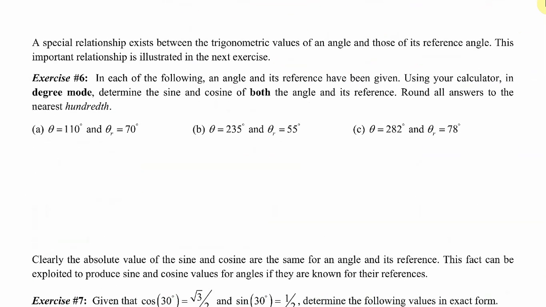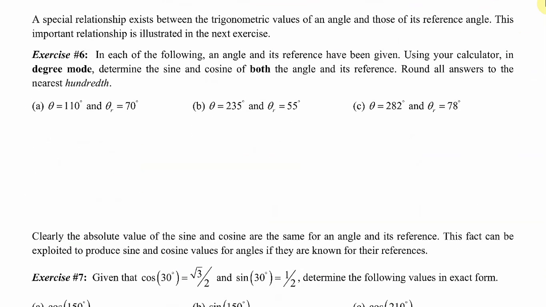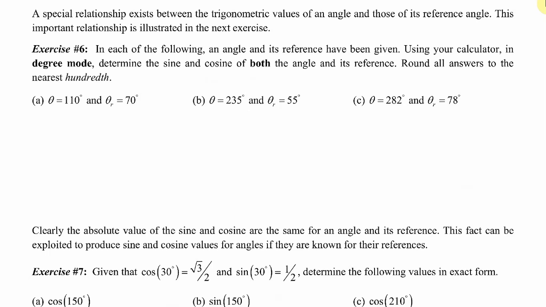All right, a special relationship exists between the trigonometric values of an angle and those of its reference angle. We looked at this in the unit circle lesson. This important relationship is illustrated here. Okay, in each of the following, an angle and its reference angle have been given. Using your calculator in degree mode, determine the sine and cosine of both the angle and its reference. Round all answers to the nearest hundredth. Okay, so we're going to look at the sine of 110 degrees on the calculator, and then we're going to look at the sine of 70 degrees on the calculator. All right, and then we're going to do the same for cosine.